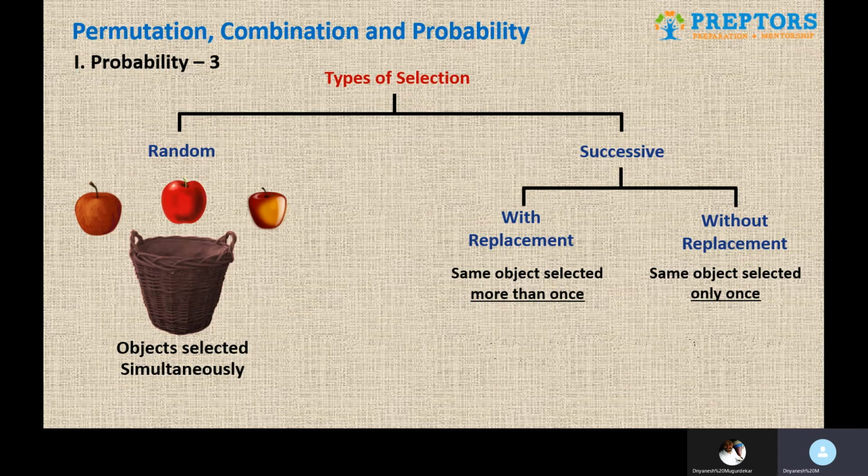Then what happens to the sample space? With replacement, the sample space will remain the same because you are keeping back the articles for the next selection. But without replacement, the sample space will keep on reducing by 1.